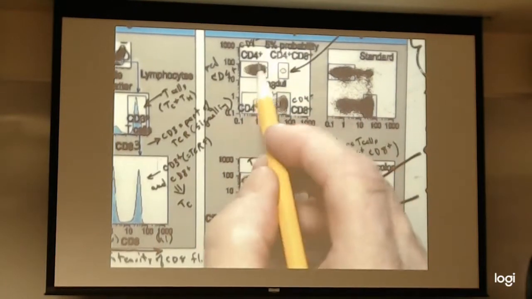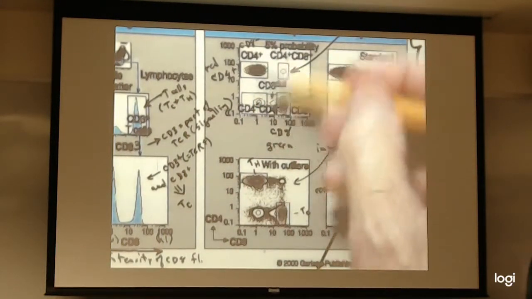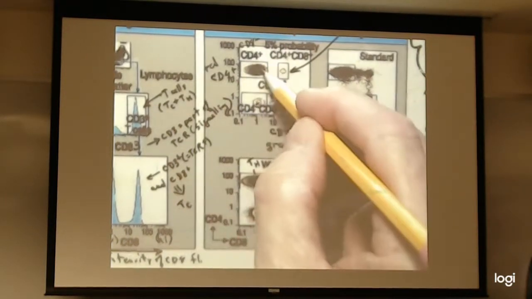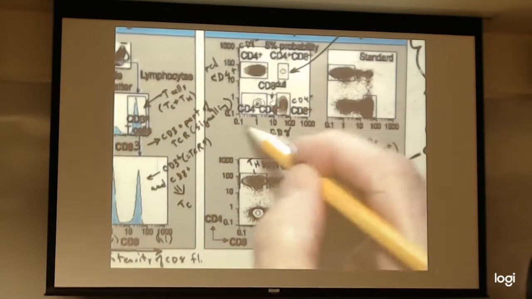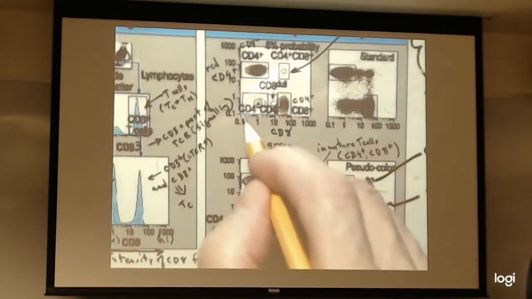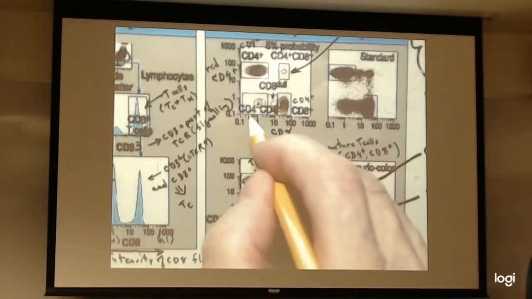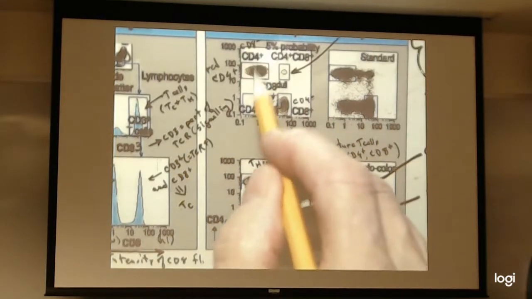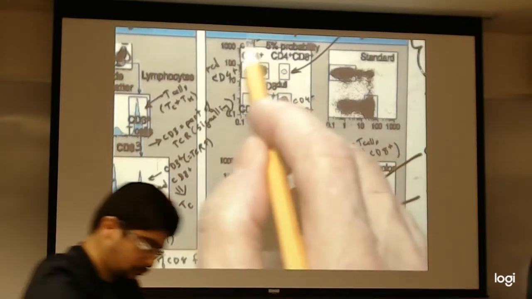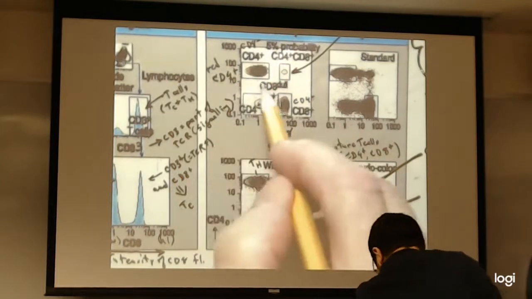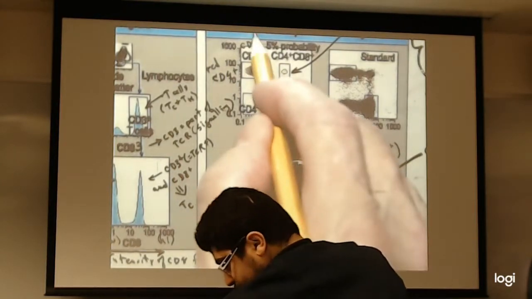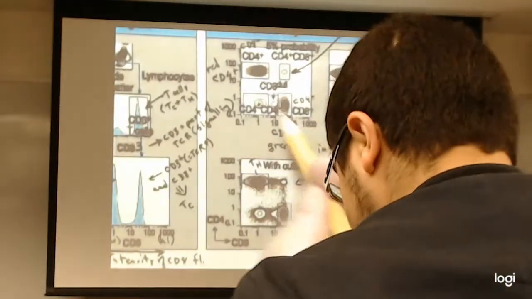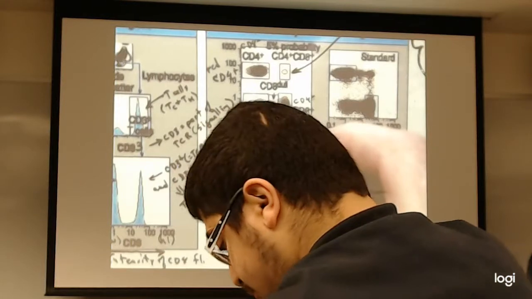Now here are cells up here. They are very high on the y-axis. They have lots of CD4 protein on their surface, but they're very low on the CD8 axis here. Not zero, but we're going to say it's zero for all practical purposes. So these are cells which are CD4 positive and CD8 negative. So we will call these CD4 T cells, and we will call these CD8 T cells.